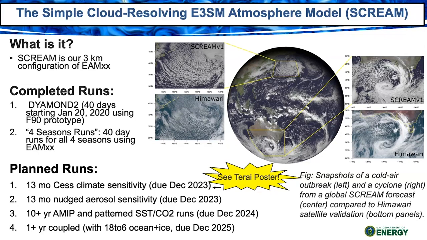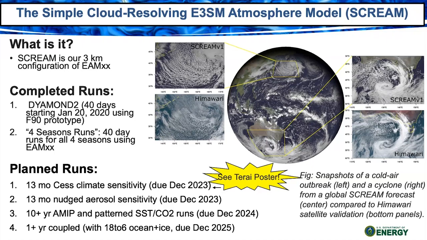And then next year, I just wrote the proposal for doing a 10 to 20 year AMIP simulation. This will be the first time that's ever been done at this resolution, and a 10 to 20 year simulation where we're going to use that AMIP simulation, but plus a patterned SST increase and also a CO2 greenhouse gas increase that's commensurate. So trying to do our best job at getting a climate change simulation for 10 to 20 years so we can get some interannual variability. So that's going to be a really exciting data set, I think, as well. And then in the last year of phase 3, we're planning on doing a coupled simulation at least a year in length.